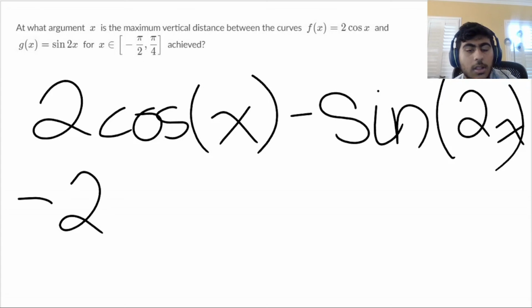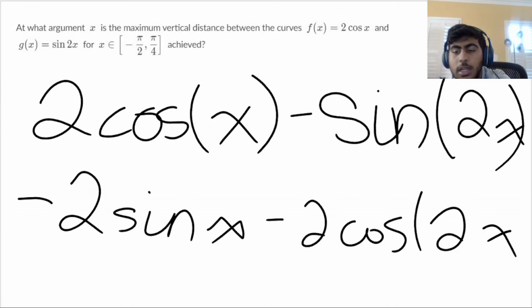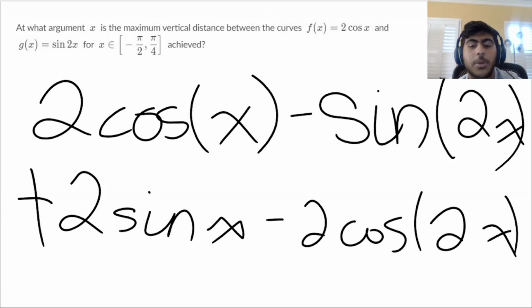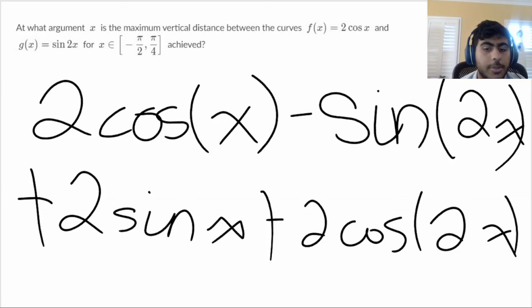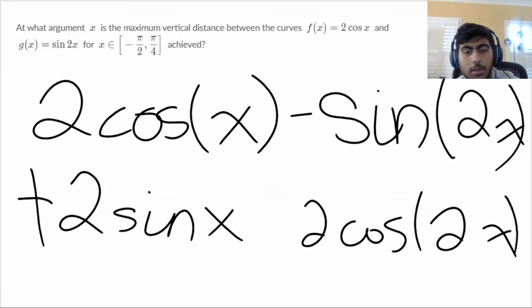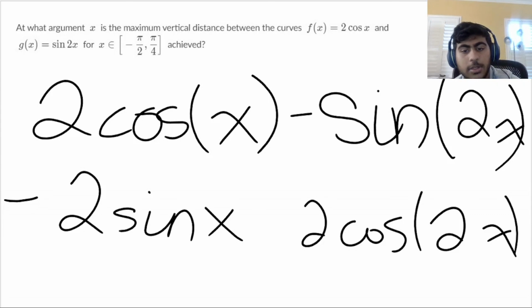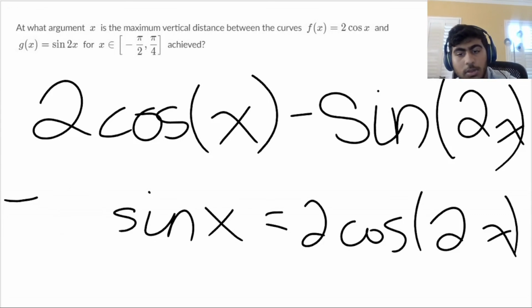Negative 2 sine x minus 2 cos 2x. Now, since this is a distance, not like a displacement or anything, we can flip the sign, right? So this is just going to be 2 sine x plus 2 cos 2x, and it's going to equal 0. So we put them on separate sides. We get rid of the 2's.